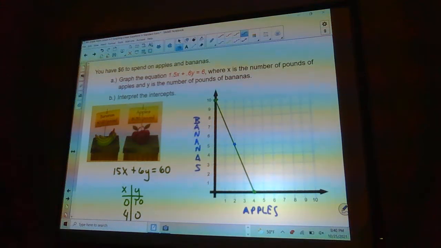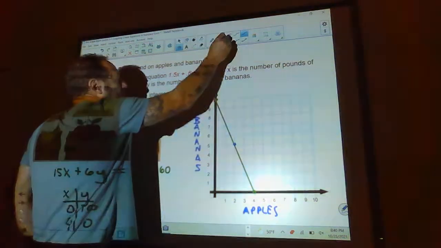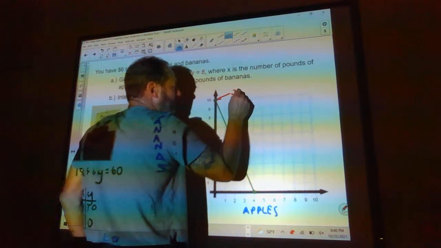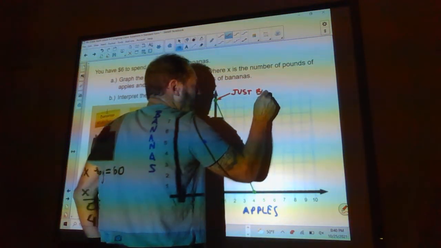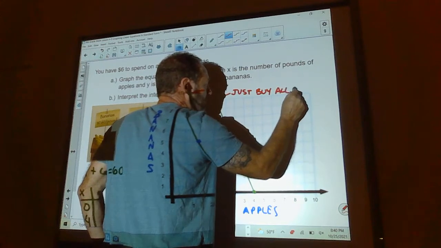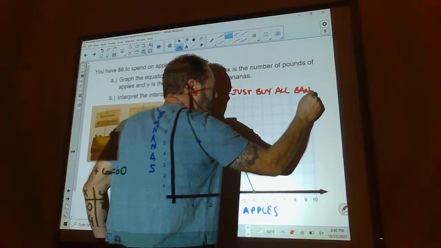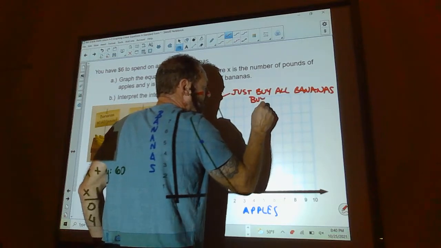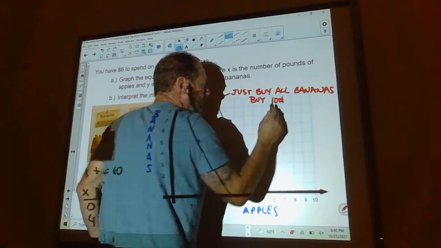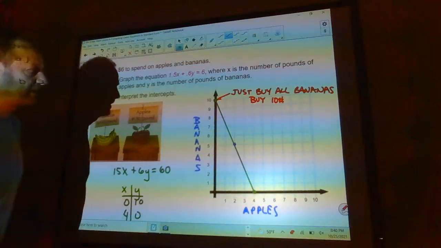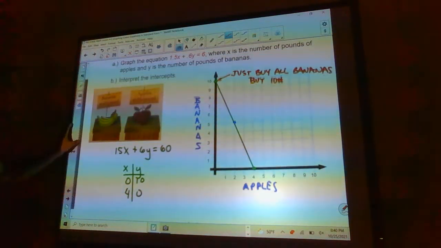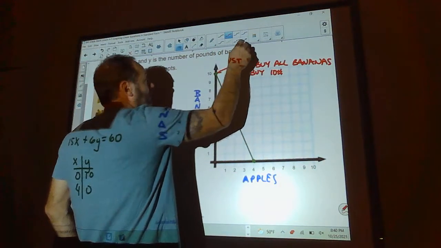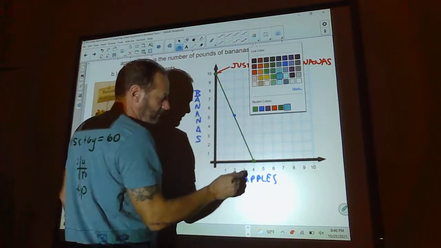Interpret the intercepts. So this right here, the y-intercept, is if I just buy all bananas. I can buy 10 pounds. You put a number sign after a number like that, that means pounds. Okay, down here, let's see, let's use this nice color right here.